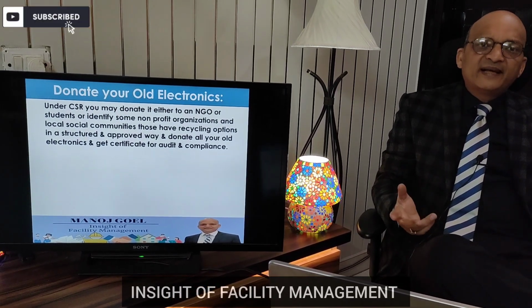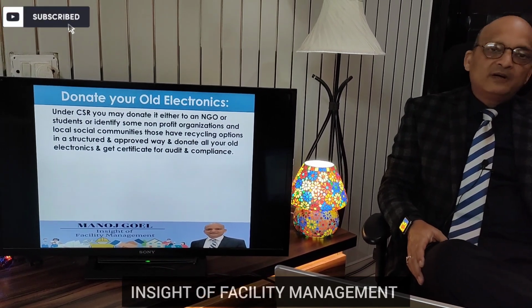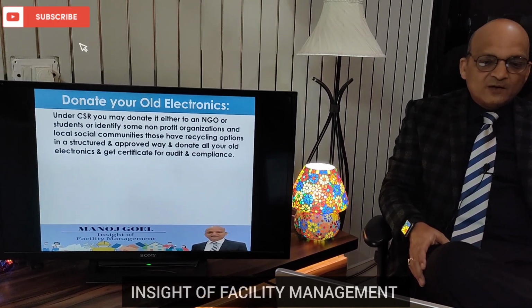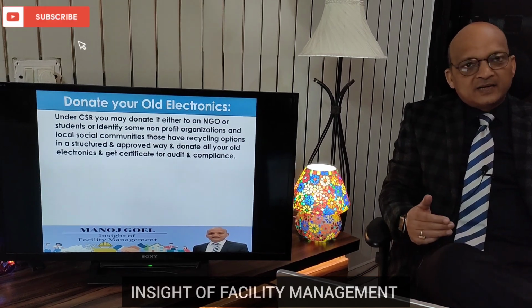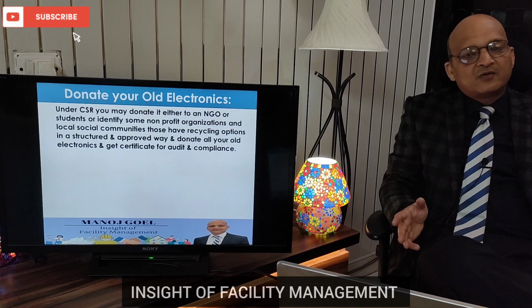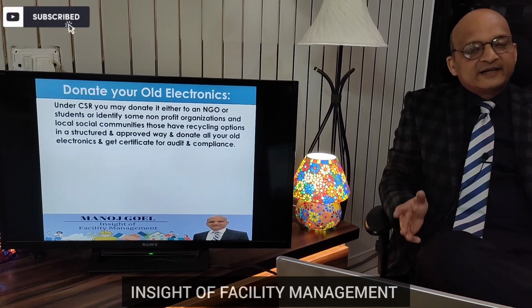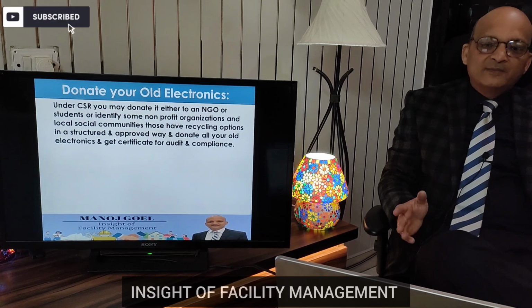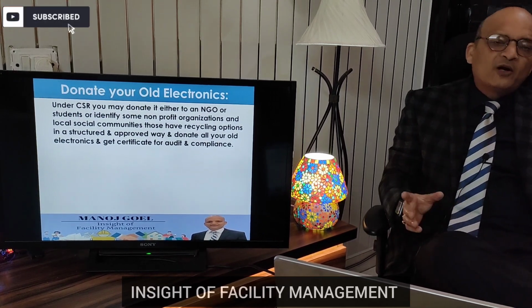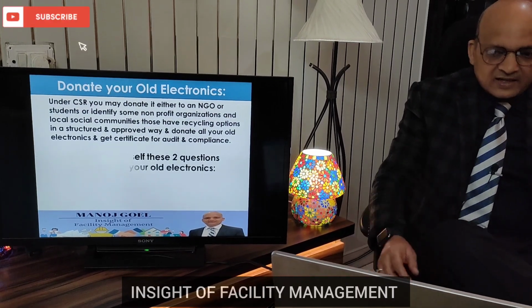A lot of paper recycling vendors also give you a certificate and pick up your paper waste, right? So likewise, there are multiple certified e-recyclers in the market floating around who will give you an authentication and a certificate to achieve your audit and compliance, right? So there are many organizations to whom you can donate all your old electronics, right?